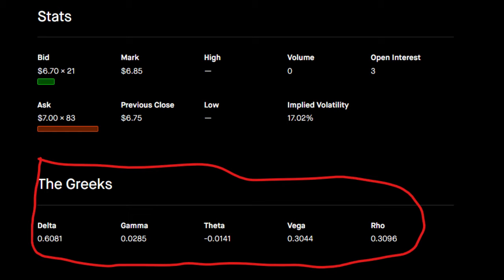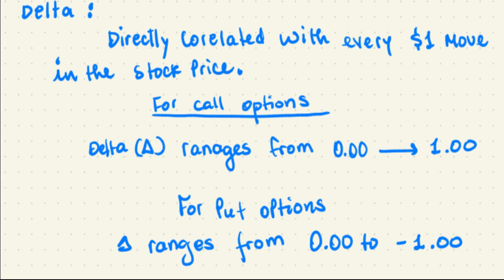Many people often ignore the Greeks when trading options. But remember, they do play an important role in determining if a particular option is a good buy or if the risk level is worth taking. The first Greek we're going to talk about today is the delta. So what is the delta?